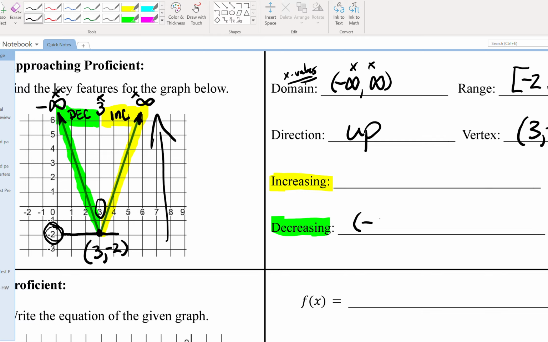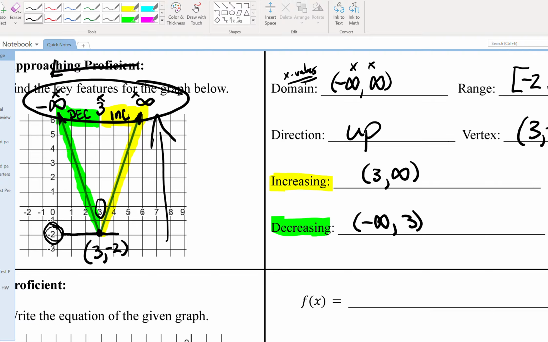It's decreasing from negative infinity until you get to 3. And it's increasing from 3 towards positive infinity. And the least value always goes to the left. If you just read it from left to right, if you read it in this direction, then you should be set.